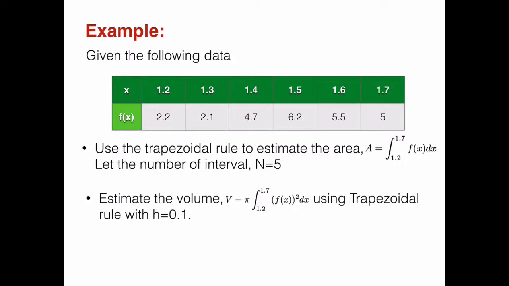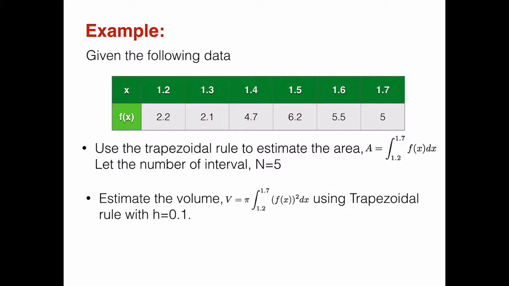Okay, so let's take this example as an explanation of how to use the trapezoidal rule to get the integrations. For this one, we have the numbers of data here, 1.2, 1.3 until 1.7, with the time here. Next, we are going to use the formulas to find the areas, as well as later we are going to find the volumes based on the formulas here.